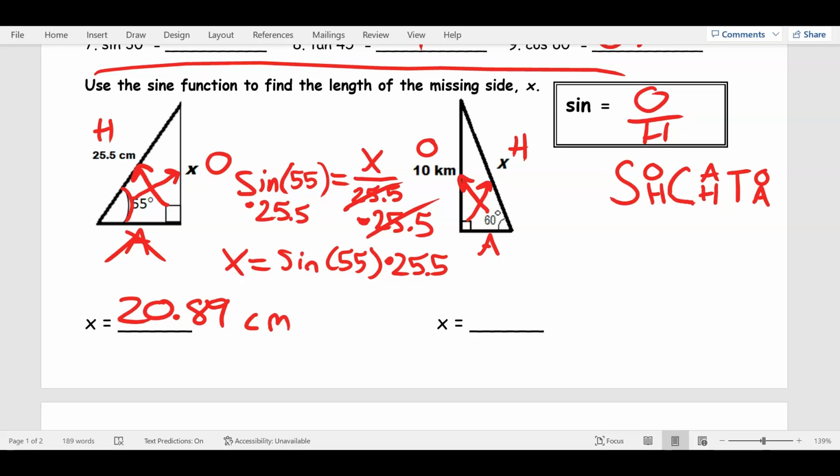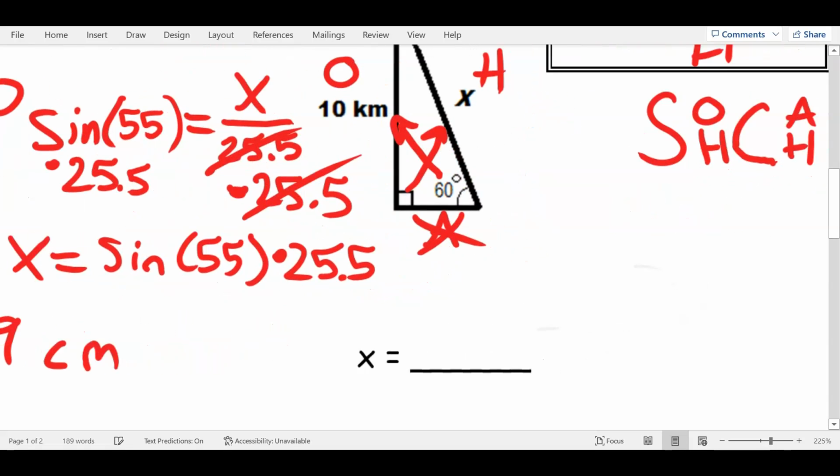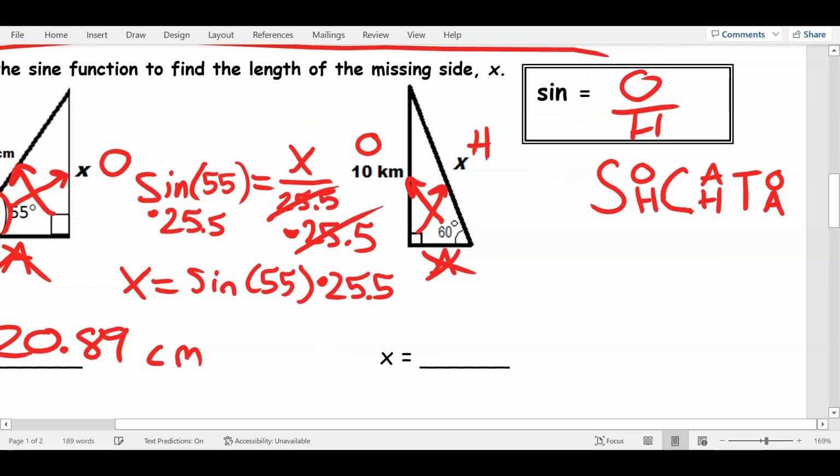Which one has nothing? Which one do I get rid of? A is blank. So cross out your A. I don't need that in my life right now. Okay. Cool. So OH and no A. OH. Is that SOCA or SOA? OH is S. Sine. So go ahead and write sine.